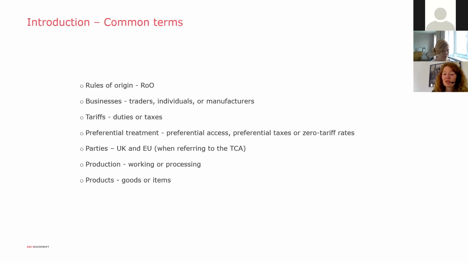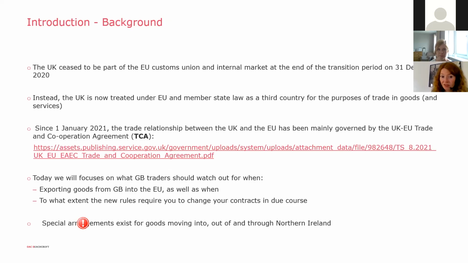When referring to the TCA, production, very important for the rules of origin, means really working or processing. And as we're going to see, some processes are insufficient. In that context, you're going to see that this has an impact on how your products are being treated under the rules of origin of the TCA or any other free trade agreement for that matter. Last but not least, products means goods and items. Just a very brief overview of important terms. If you now go to the next slide.